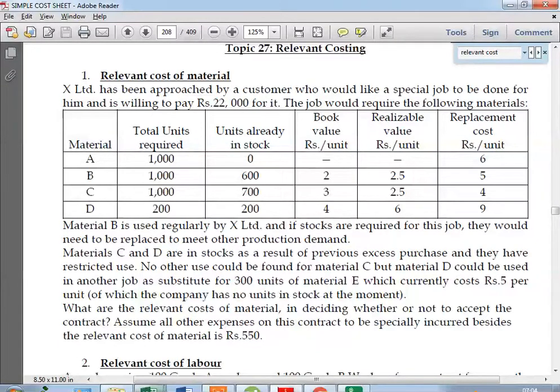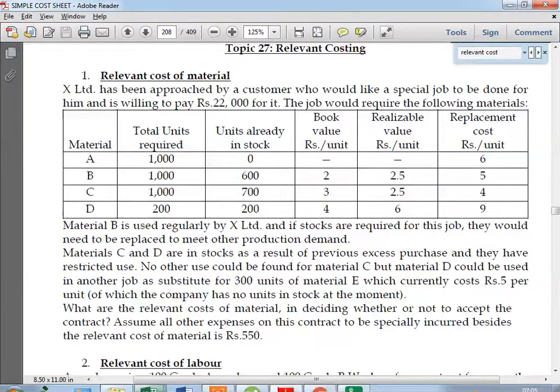Full stop. The company will lose the opportunity of selling these 700 units by taking up the new job. Full stop.